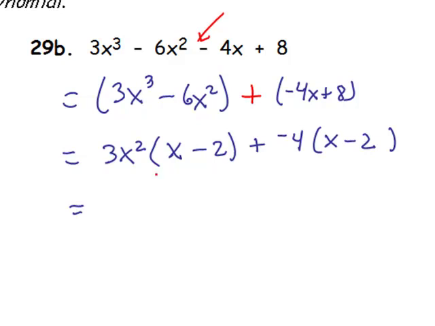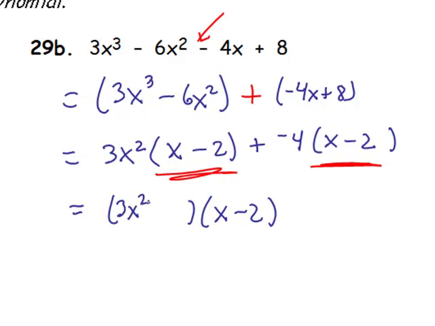Again, we see the binomials that are the same. So x minus 2 can be factored out, we'll put it on the right side. And when we do, we're left with 3x squared minus 4. Again, that plus a negative 4 becomes the minus 4 that's here.